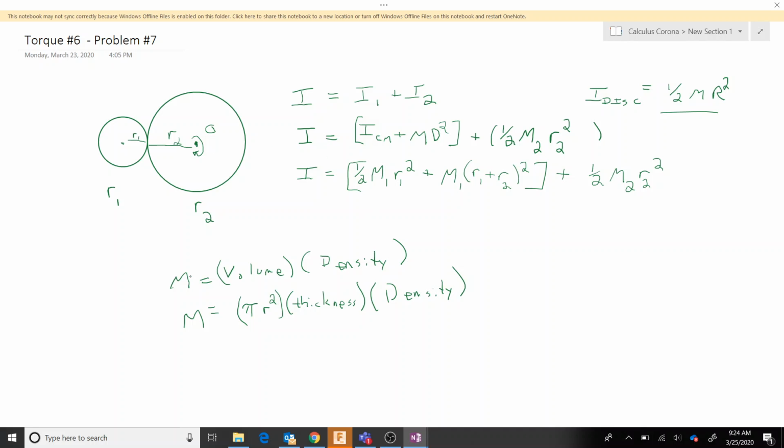The other trick to this problem is finding the mass, and mass is volume times density. They give you the density, you have to figure out the volume, and each of these disks is going to have its own mass.